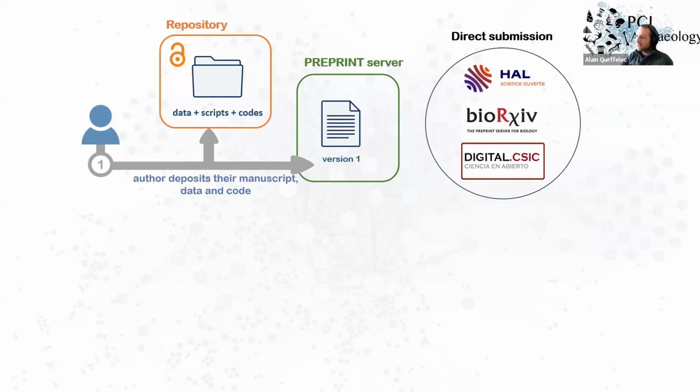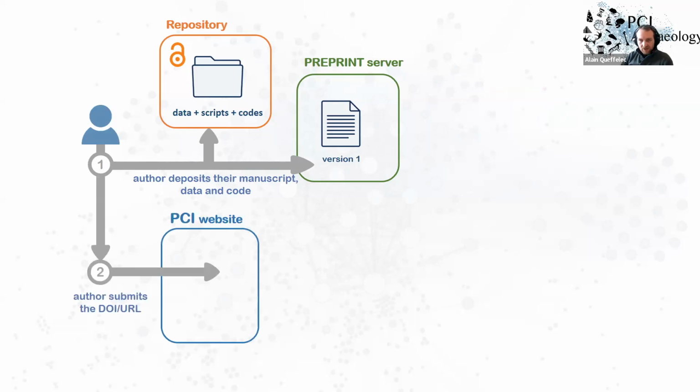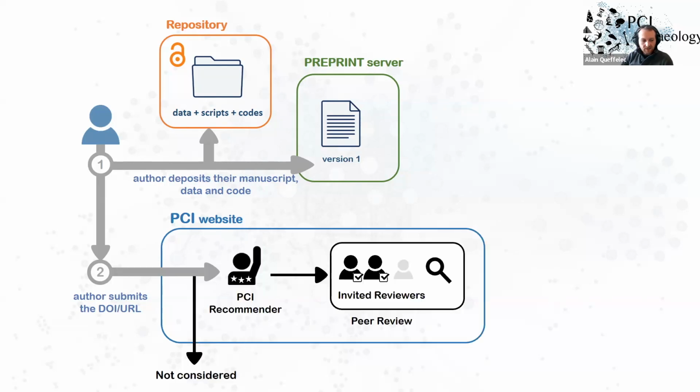There are also some preprint servers that accept direct submission. It means that when you upload your preprint on bioRxiv, for example, you can directly click from bioRxiv to go directly to PCI. So if authors don't use this kind of server which has an automatic link to PCI, they simply go to the PCI website and they submit their manuscript very simply. It's not a manuscript where you put your text and after you put each figure separately, each table, etc., which takes forever. You just submit the DOI or the URL of the preprint on the preprint server.